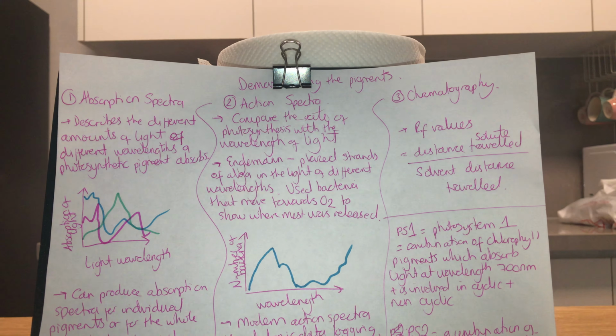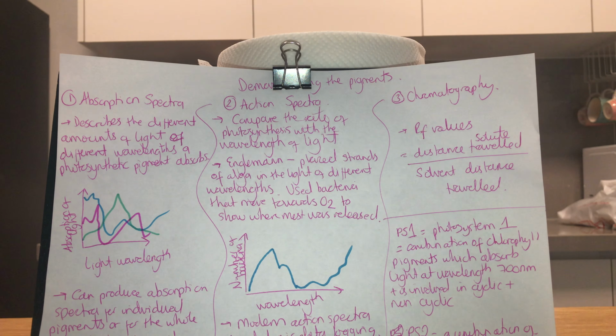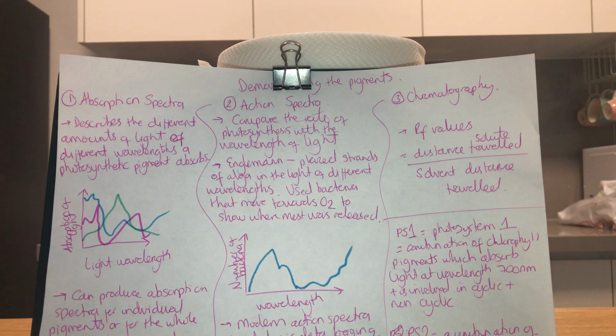Now Engelmann is a scientist, and in the 1800s he did the first action spectra. And how he did it is he placed strands of algae in the light of different wavelengths, and then he used bacteria that moved towards oxygen to show where the most was released. So the idea being that if, for example, the bacteria moved most to the wavelength of around 500, then he knew that must be where the most photosynthesis was occurring, and therefore that was where there was the most action going on, so that would have the highest rate of photosynthesis. So a graph for that might look something like wavelength on your x and then number of bacteria on your y.